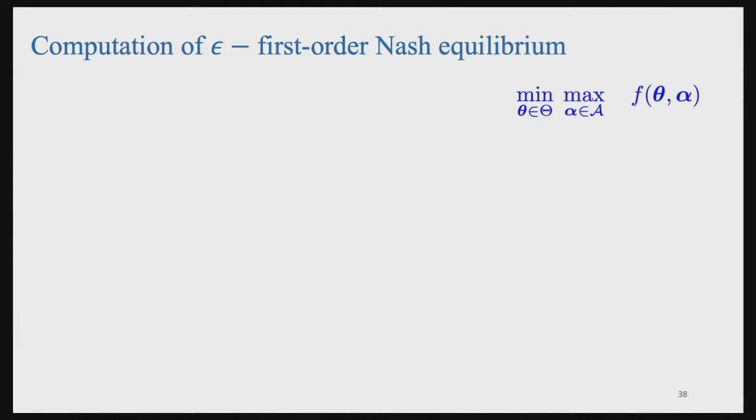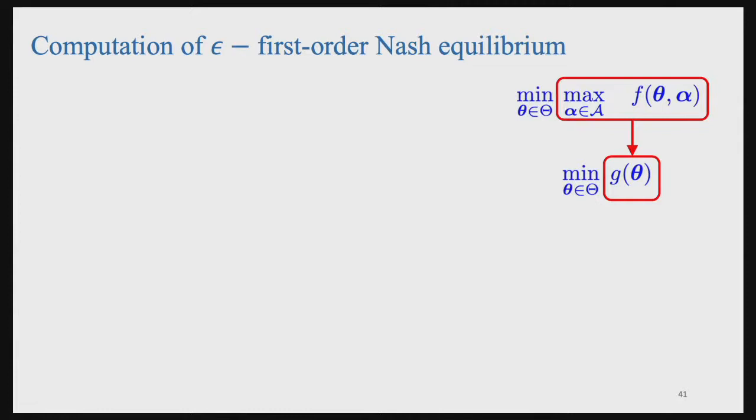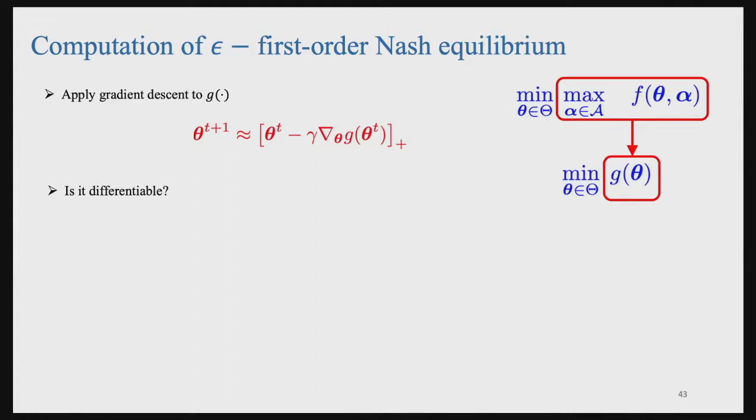Let's start this with a thought experiment. Let's say I ignore for now that this is a min-max problem. Let's say I call this one g of theta, and I try to minimize this g of theta. That's basically what I'm doing. Now, if I can hypothetically do gradient descent on g, then I'm happy. The first question is, is this differentiable? Can we compute some notion of gradient for it?